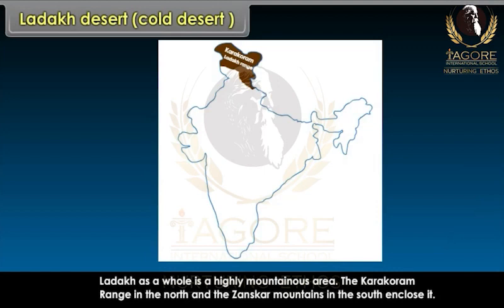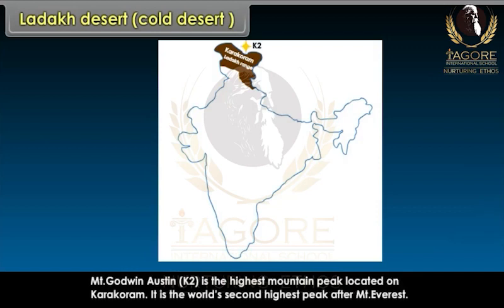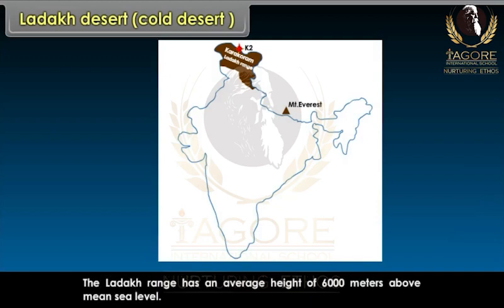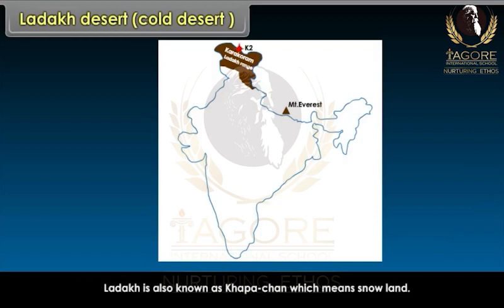The Karakoram range in the north and the Zanskar mountains in the south enclose it. Mount Godwin Austen, K2, is the highest mountain peak located on Karakoram. It is the world's second highest peak after Mount Everest. The Ladakh range has an average height of 6,000 meters above mean sea level. Ladakh is also known as Khapa Chan, which means snow land.